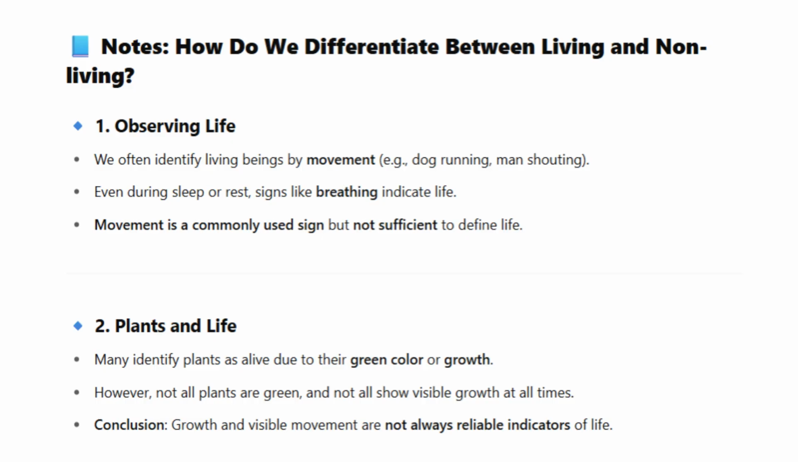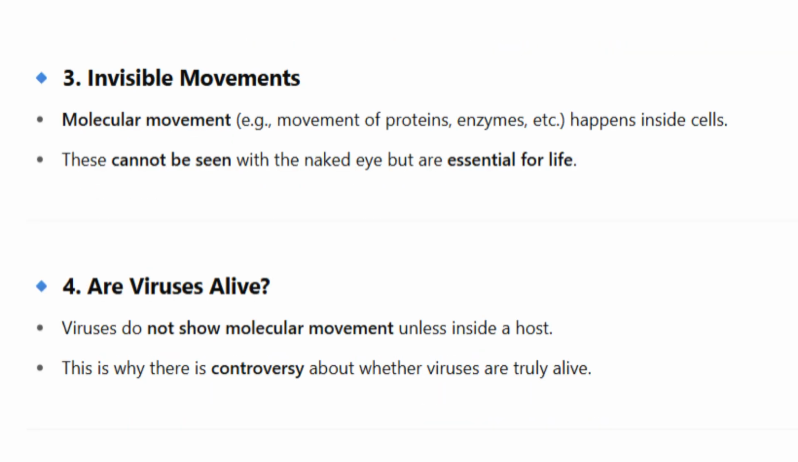3. Invisible movements. Molecular movement, e.g., movement of proteins, enzymes, etc., happens inside cells. These cannot be seen with the naked eye but are essential for life. 4. Are viruses alive? Viruses do not show molecular movement unless inside a host. This is why there is controversy about whether viruses are truly alive.